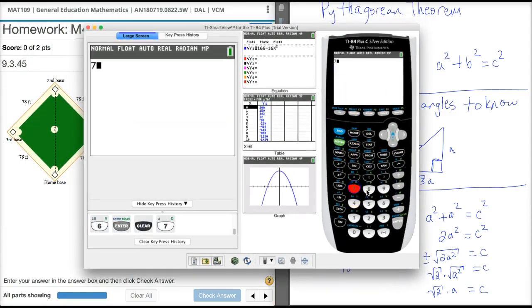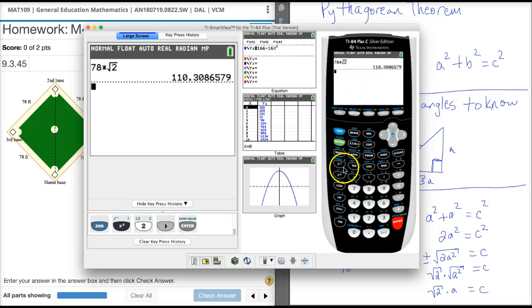And we'll type in 78 times, and our square root button is this blue square root sign right above this button. So we'll do blue, that, 2, move the arrow out, and then we see once we enter, it's just a little over 110.